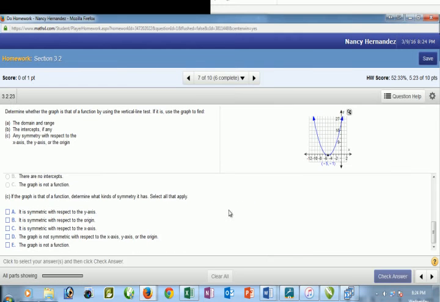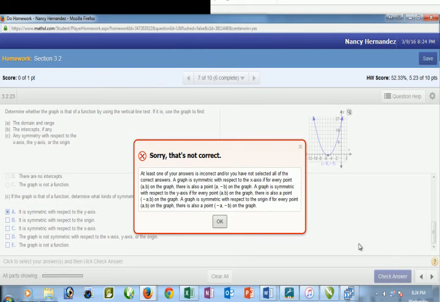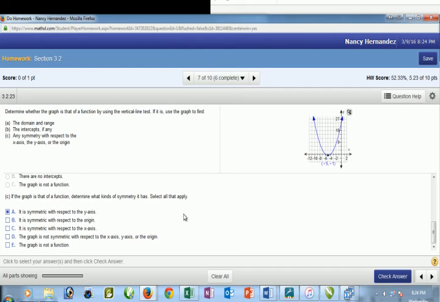All right. Butterfly ends with a y, so it's y-axis symmetry. Oops. Let's see what it says.